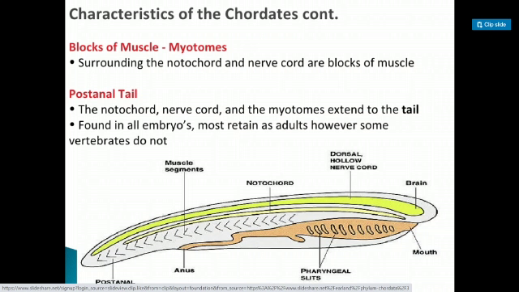And the last feature possessed by all the chordates is the post-anal tail. The notochord, nerve cord, and the myotomes extend to the tail, found in all embryos. Most retain it as adults, however, some vertebrates do not. So these are the characteristic features of the phylum chordates. So this is all about the phylum Chordata.